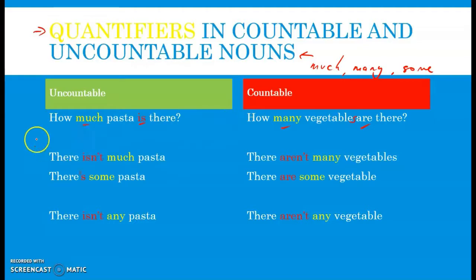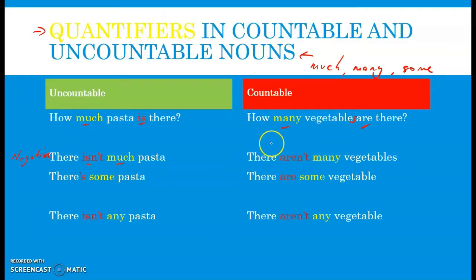Meanwhile, for the negative statement, this one is a negative statement, there isn't much pasta. Again, the verb should be in singular form, isn't. And again, the quantifier that we use is much.